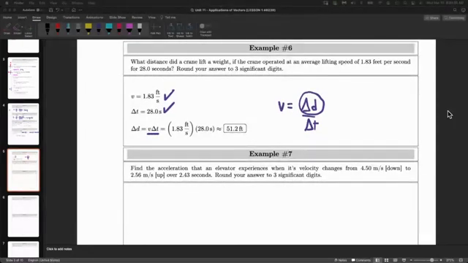In the next question, though, we do have something that I haven't introduced yet in terms of an example, which is acceleration. So acceleration involves a change in velocity. So in this case, we have an elevator whose velocity goes from a downward direction with a magnitude of 4.50 meters per second to a velocity that moves upwards at a rate of 2.56 meters per second. And this change occurs over a time interval of 2.43 seconds.